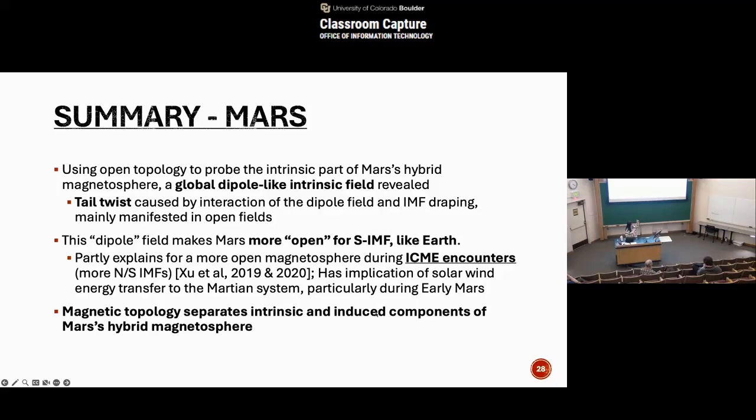Yeah, actually, one point I skipped was it's exactly what Shannon said. We will see more open field lines during southward IMF. So that's more likely to occur during ICMEs. So it has implications for early Mars conditions, because that's when we have lots of ICMEs. So you kind of expect the system to be more open at early Mars than the present day.